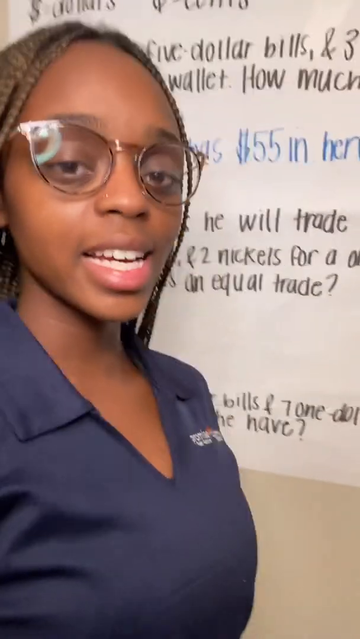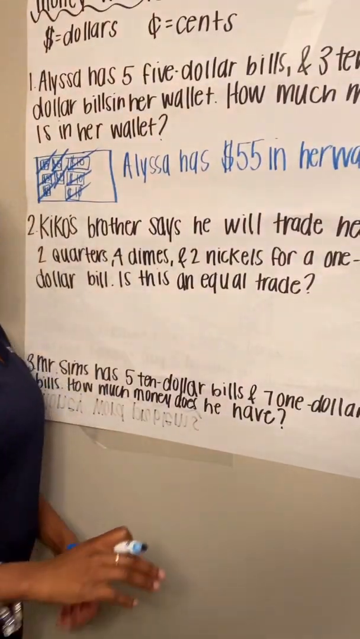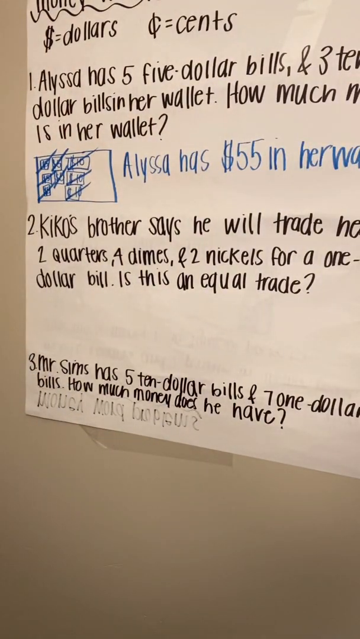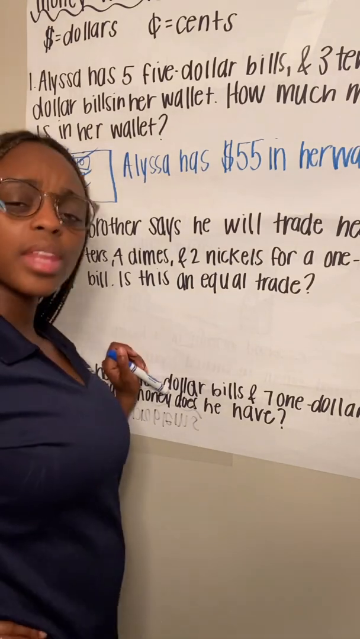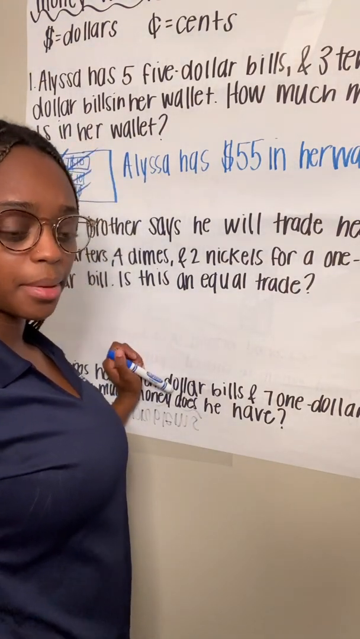So smart. Let's go on to the next one. The next one says Kiko's brother says he will trade her 2 quarters, 4 dimes, and 2 nickels for a $1 bill. He wants to know, is this an equal trade?